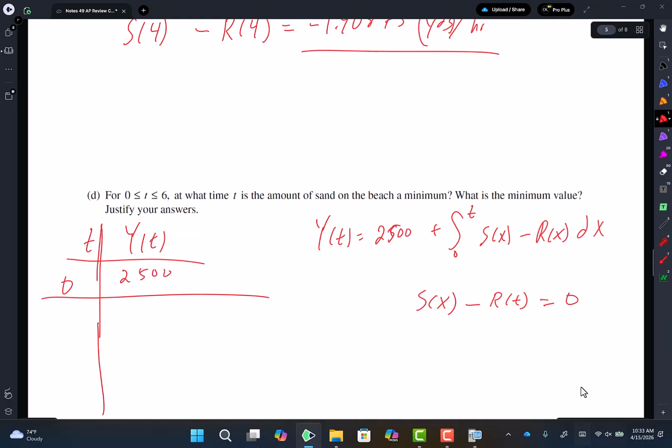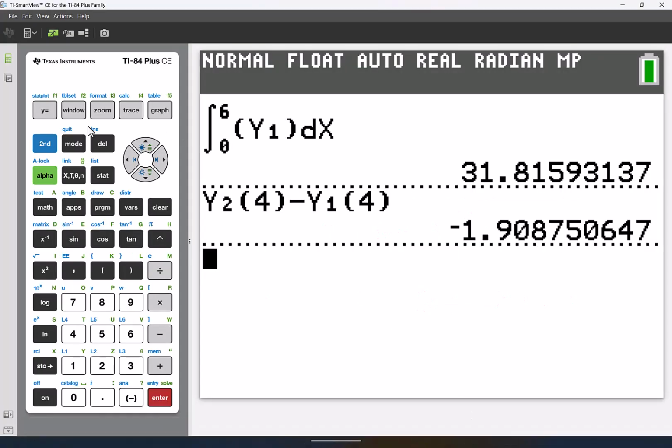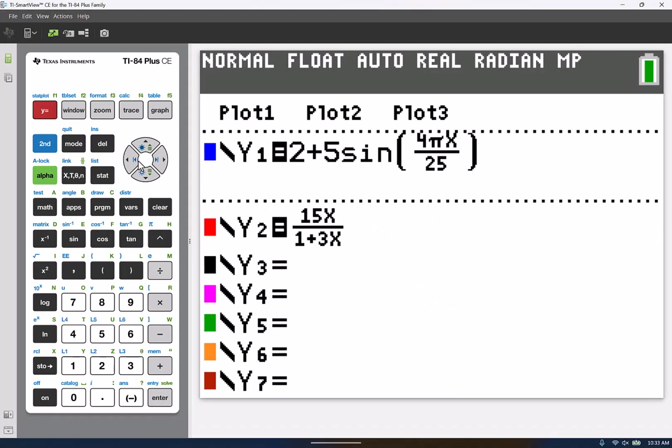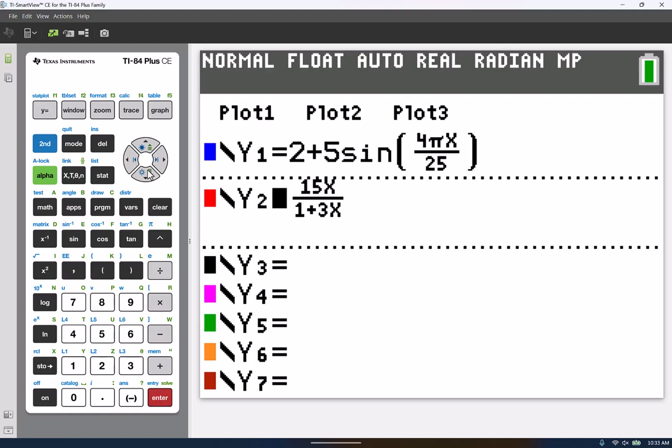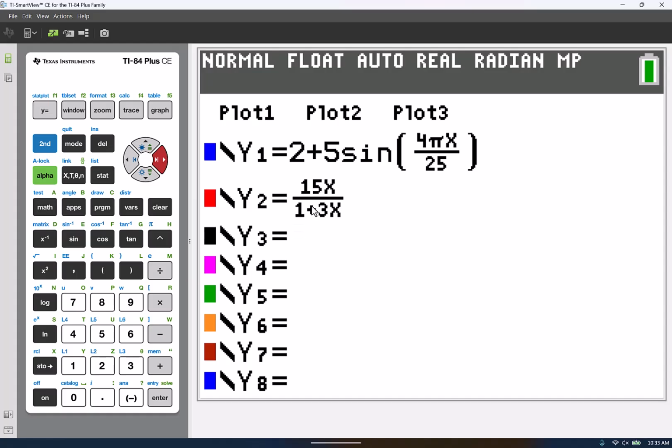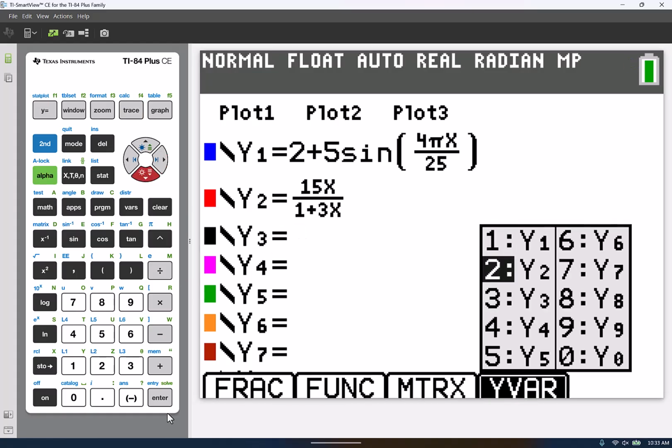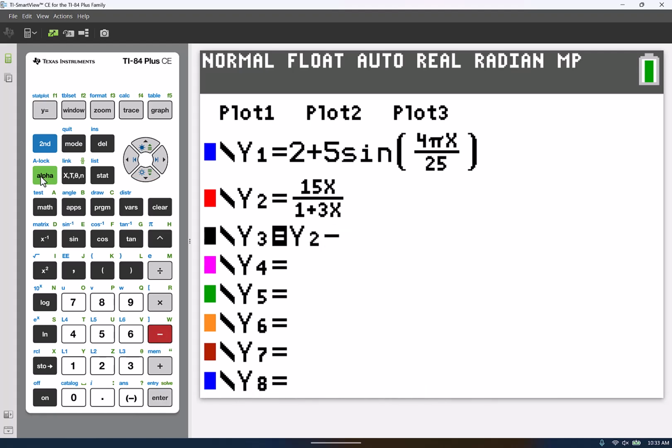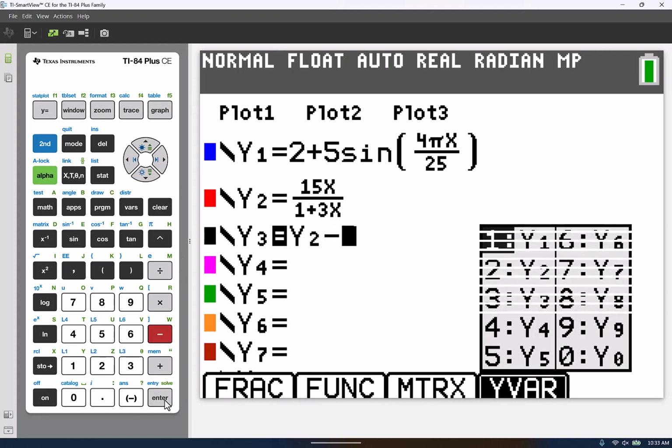So I'm going to type this in. Do I already have it in here? Yes, I do. So here we go. I'm going to turn off Y1. I'm going to turn off Y2. I guess I could just start at Y2, but here it is. The Y2 is the in, right? So I'm going to go to Y3. I'm going to go Y2 minus Y1. Does everyone know what I'm doing right now?